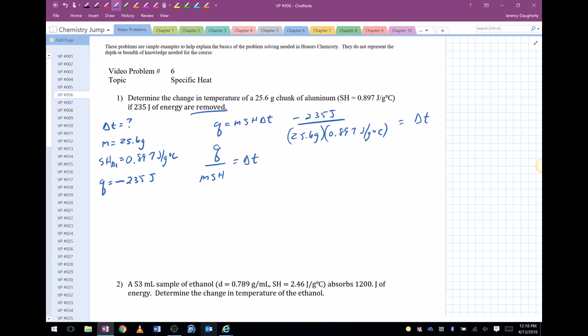So let's see what we get here. We've got negative 235 divided by the product of 25.6 and 0.897. So I get a value of negative 10.23. Looks like I should have 3 sig figs, so I'm going to say negative 10.2 degrees Celsius. That's my delta T. Does that make sense? If we're removing energy, should the temperature go down? Absolutely, that makes sense. Joules cancels out, grams cancels out, I end up with delta degrees Celsius, so that looks good. Move on to the next one.